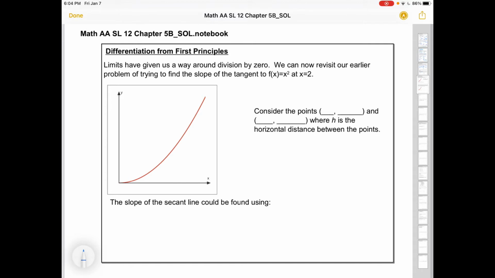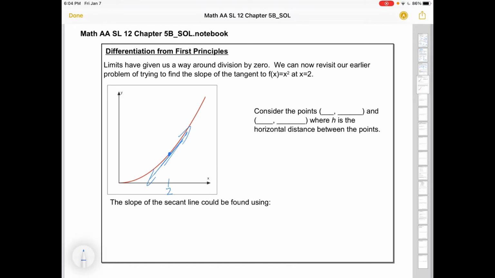This is called differentiation from first principles. We'll define these terms as we go through. But limits have given us a way around division by 0. We can't just ignore the fact that we have division by 0, but we can answer the question, what would it have been if we could divide by 0, sometimes at least. We can now revisit our earlier problem of finding the slope of the tangent, where, say, x equals 2 on a basic parabola.